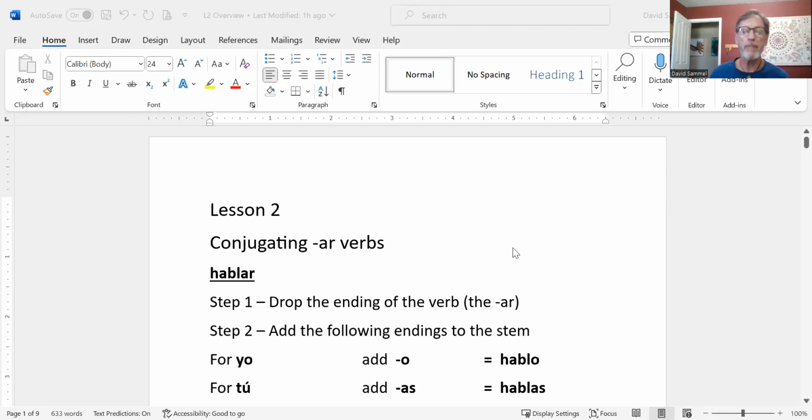So there are three kinds of verbs in Spanish: AR verbs, ER verbs, and IR verbs. And what that refers to is the last two letters of the verb. So all verbs in Spanish end with either AR, ER, or IR. Now, when you conjugate these verbs, what you're really saying is you're choosing the correct form of the verb so you can speak like a native speaker does.